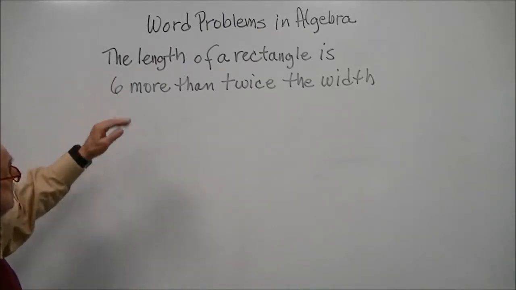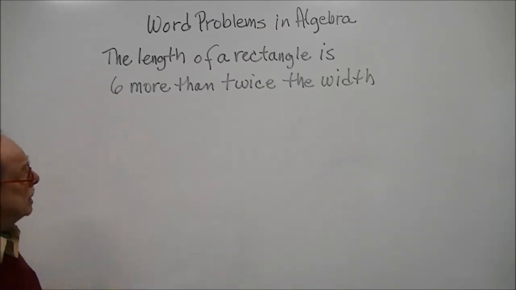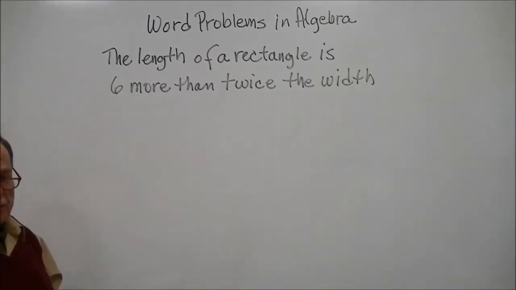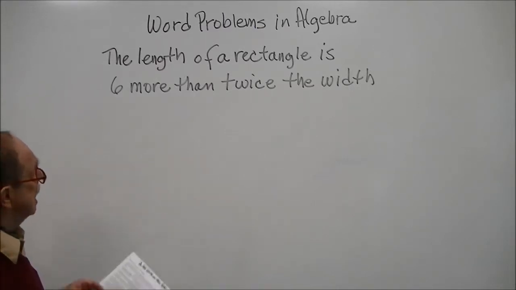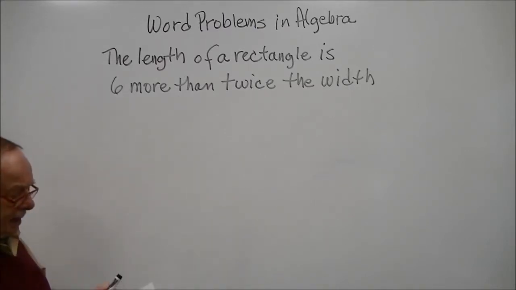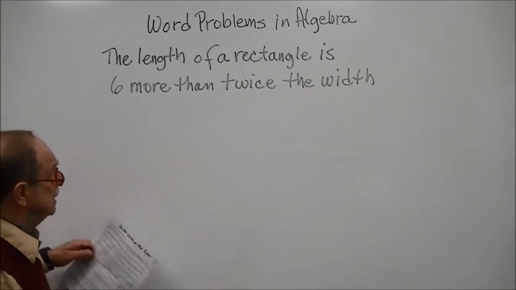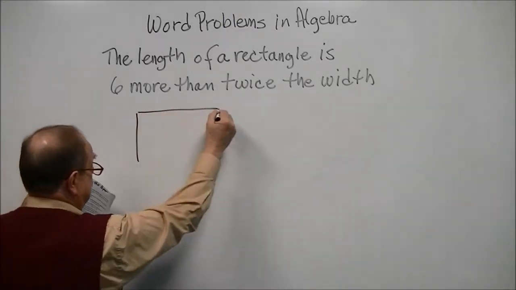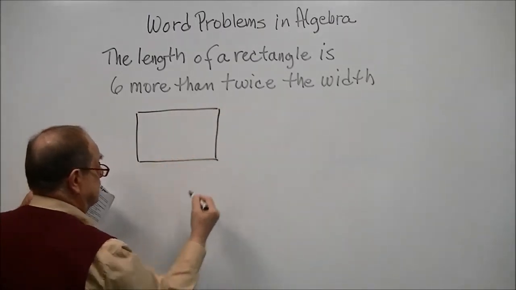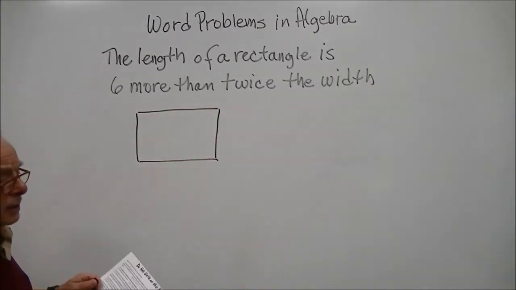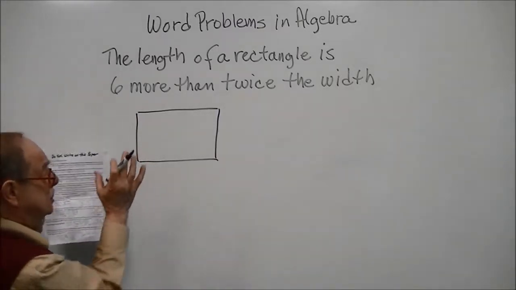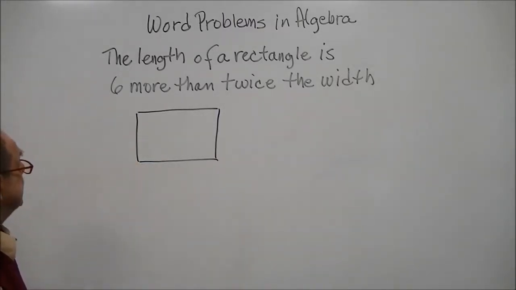Starting off easy here, this is: the length of a rectangle is 6 more than twice the width. So how would we possibly set that up? Well, since they're mentioning a rectangle, I suggest you draw a rectangle. Now, it doesn't have to be proportional or anything. It's just a diagram to put some information into.